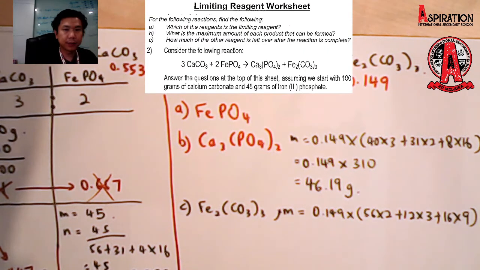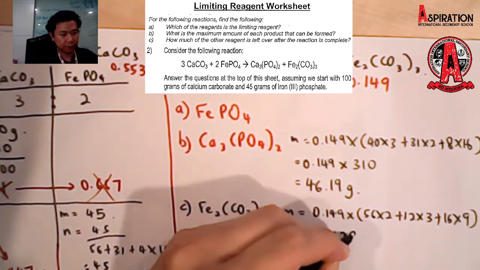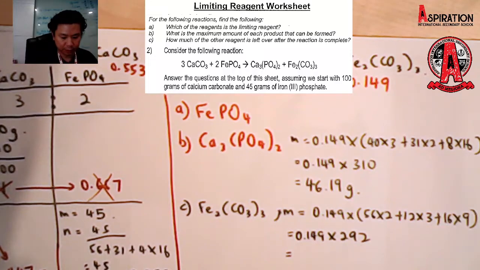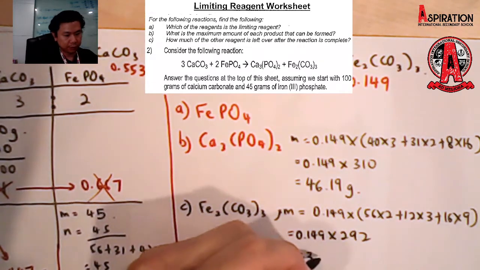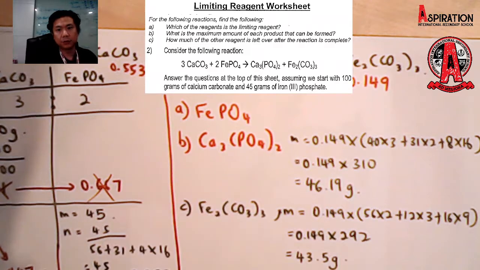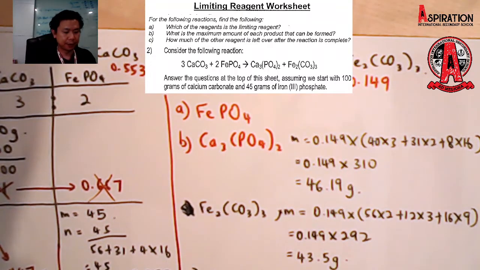All right, so put down the molar mass. What did you get? 292. I got 292. Did you get 292? The mass is 43.5 grams. So I've answered A and I've answered B, and now we are going on to C.